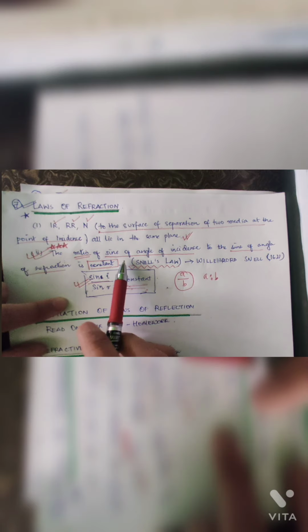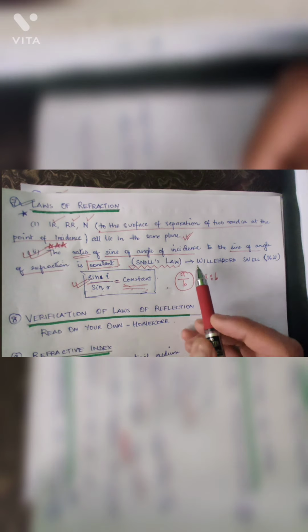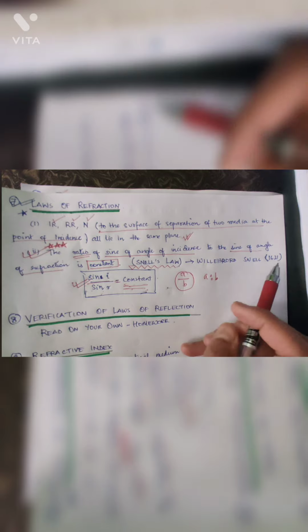Along with this, I want you to keep this, that is sine I by sine R is equal to constant. First, you write the ratio of sine of angle of incidence to the sine of angle of refraction is constant. Then you give this. Then you write, this is known as Snell's law. Then, Snell's law was stated by Willebrord Snell in 1621, all right. So these are the laws of refraction. Remember this one, very, very important.